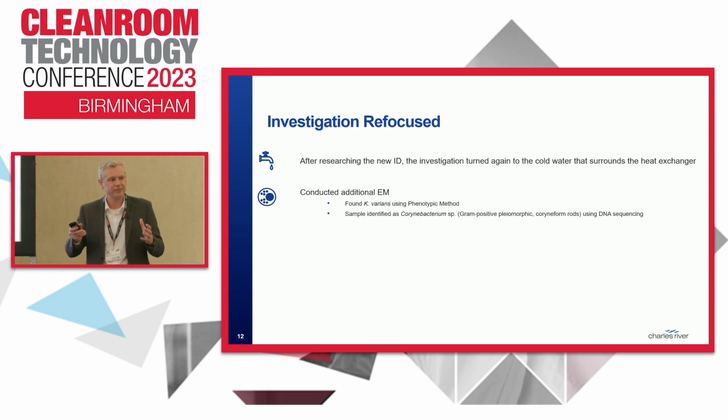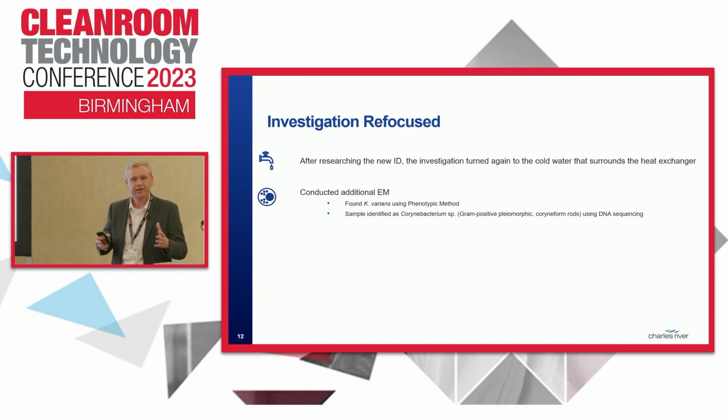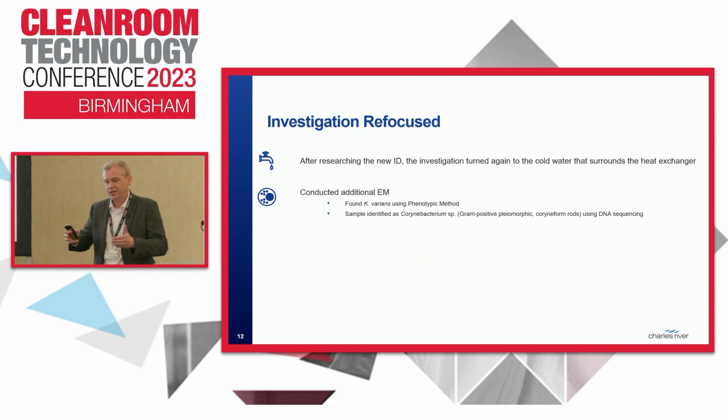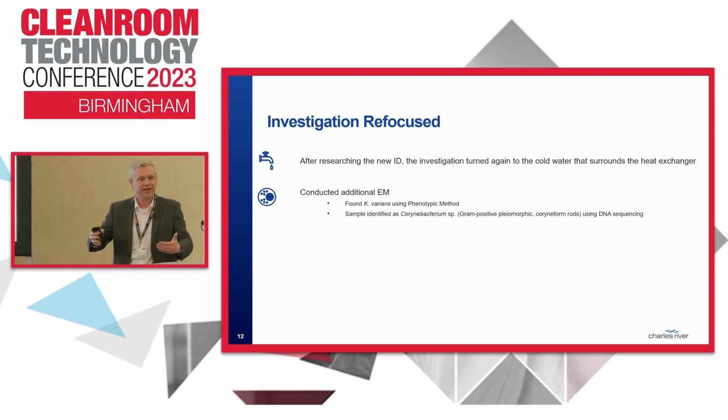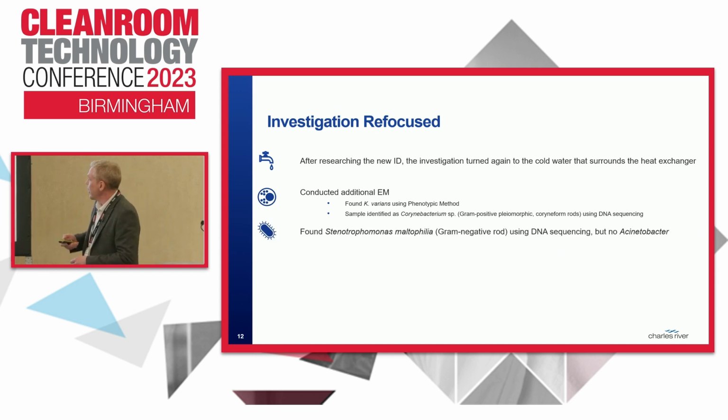And if you think about that in terms of just day-to-day monitoring, you're trending. If you've got an ID system that gives inconsistent results or incorrect results, how can you trend accurately if your ID results are wrong? They also found an organism called Stenotrophomonas maltophilia, which is also a gram-negative, so again, potential for the source of the endotoxin. We identified that for them using DNA sequencing, but they never found the Acinetobacter in this second out of trend that they had.